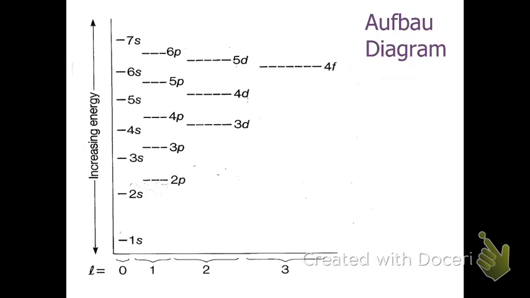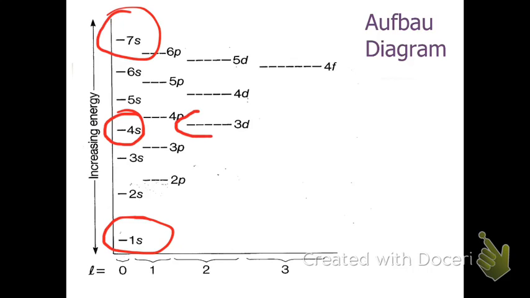Now if we take a closer look at this Aufbau diagram, we see a couple of things. One thing we see is that the 1s orbital is pretty low energy, and as the principal quantum number n goes up, for instance 7, we see it's much higher energy. We also see that 4s is actually slightly lower energy than the 3d orbitals. So we have 3d orbitals that appear above the 4s orbital.